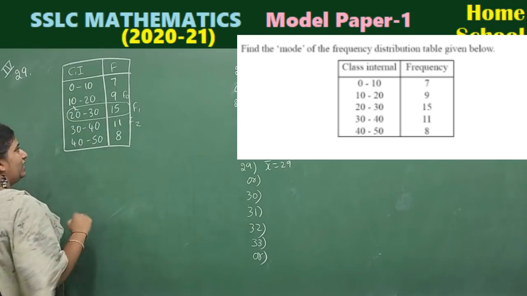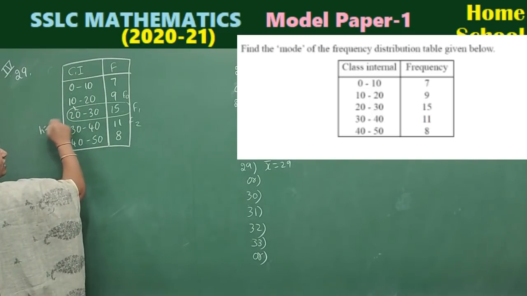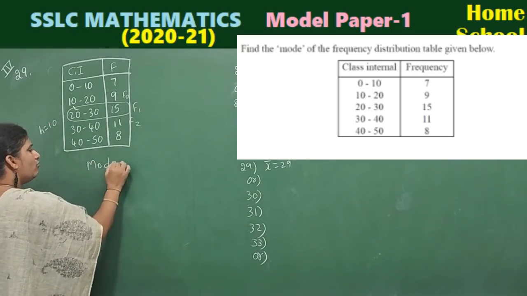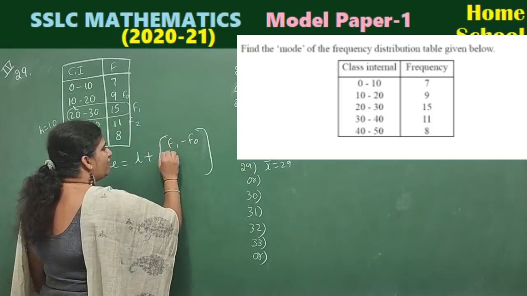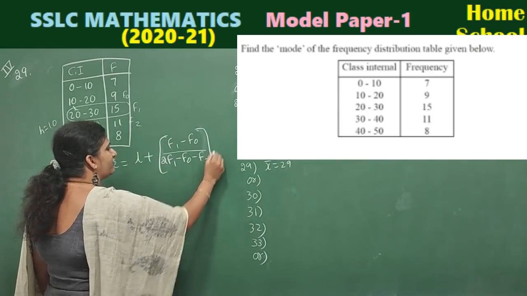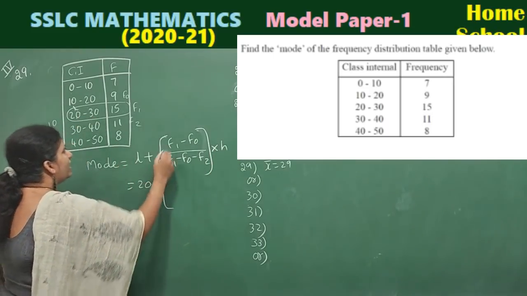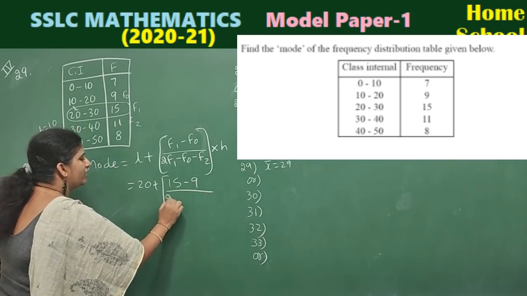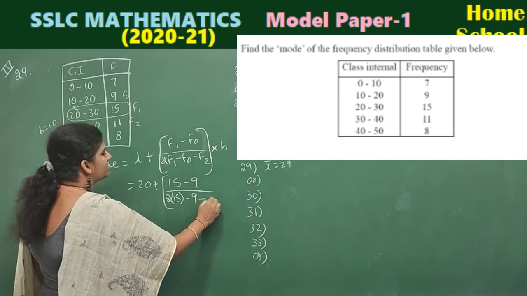Lower limit will be L. H is the class size, upper limit minus lower limit, that is H is equal to 30 minus 20, which is 10. What is the mode formula? Mode is equal to L plus (F1 minus F0) by (2F1 minus F0 minus F2) into H. L value is 20. F1 value is 15 minus F0, 9, by 2 into 15 minus F0, 9, minus F2, 11.